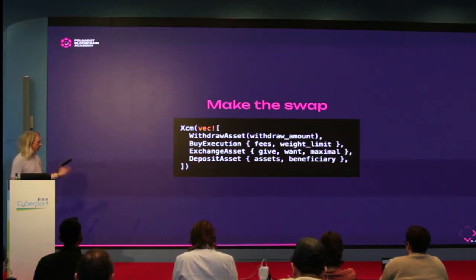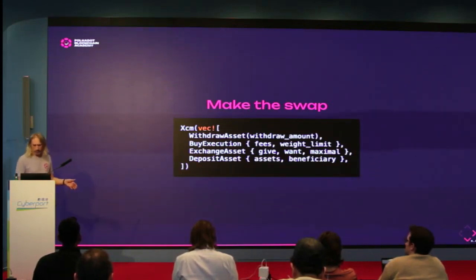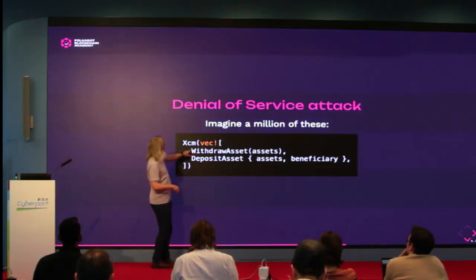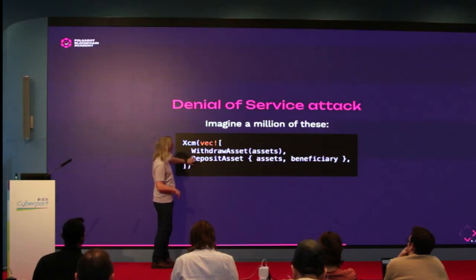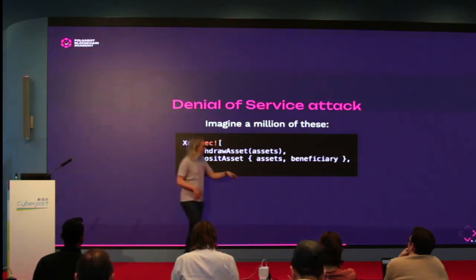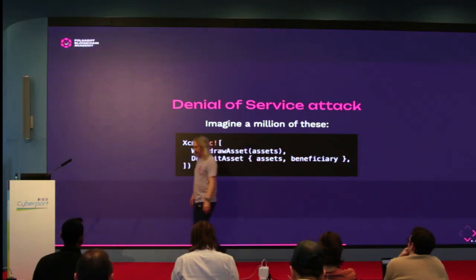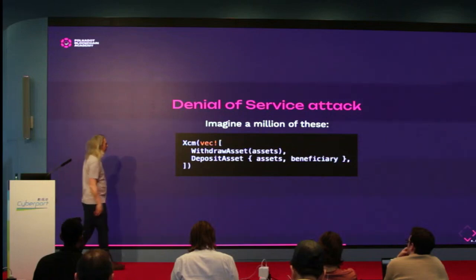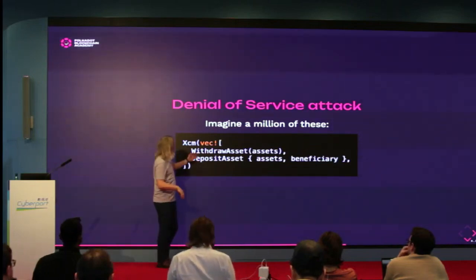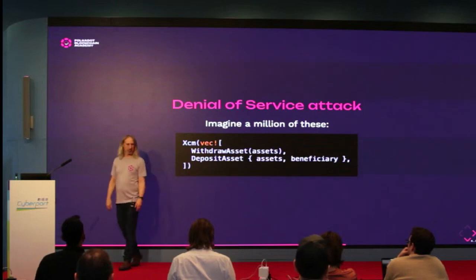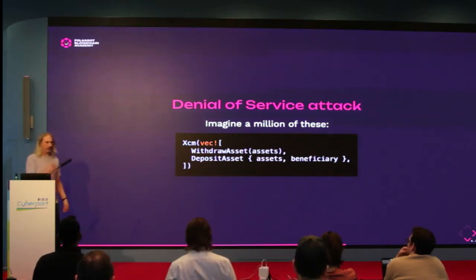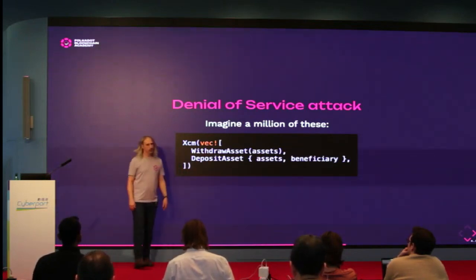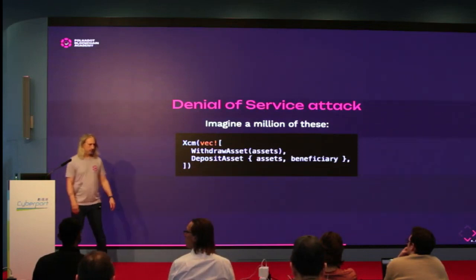If buy execution only burns fees from the holding register, why do we bother putting it in at all? What if we just sent a ton of programs with just withdraw asset, deposit asset? And if we assume the beneficiary is ourselves, this obviously takes time to execute because we're faffing around with the state. But yet no fees are being paid. If we just sent a ton of these messages, we'd end up basically DOSing the chain. It's a problem.